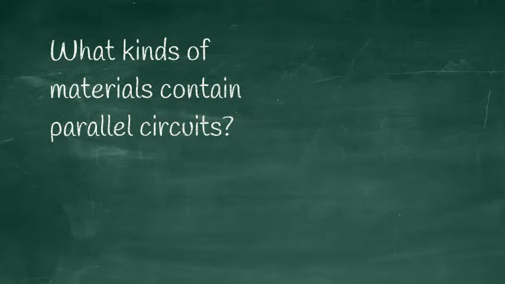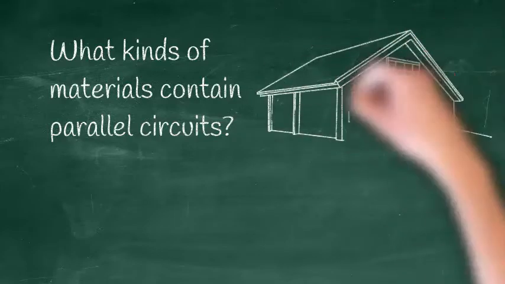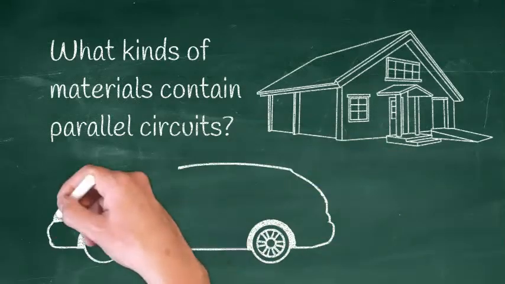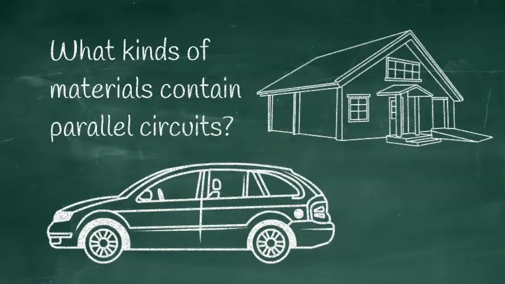So what kind of materials contain parallel circuits? Houses are one of the main things that contain parallel circuits. Our cars also contain parallel circuits.